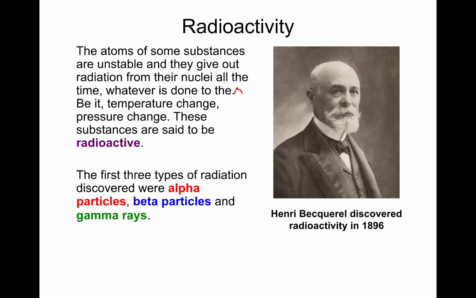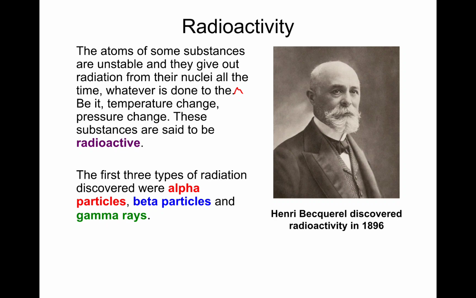So basically you could have a material that's radioactive and it doesn't matter if you change the pressure conditions, or if you increase or decrease its temperature, whatever you do to it, it will still be radioactive and nothing will happen to its decay rate, the amount of radiation that it actually gives off. So there's three types of radiation: alpha particles, beta particles, and gamma rays.